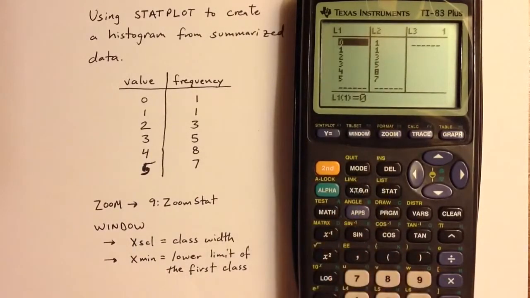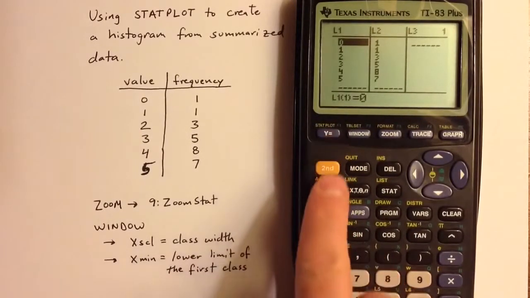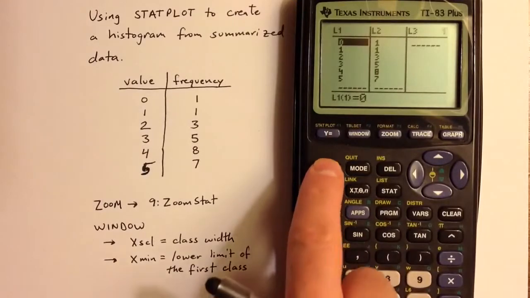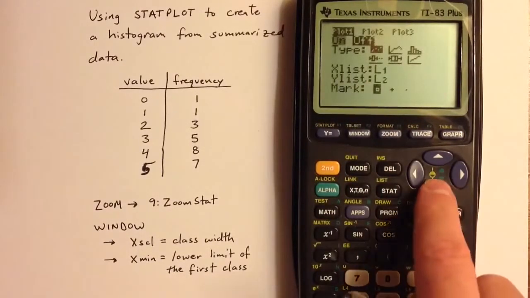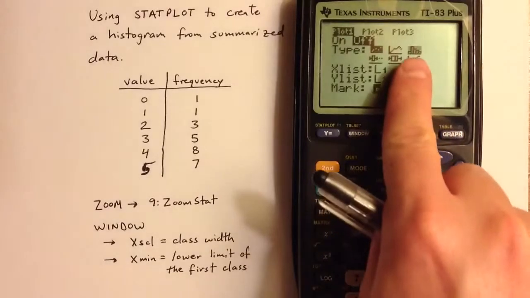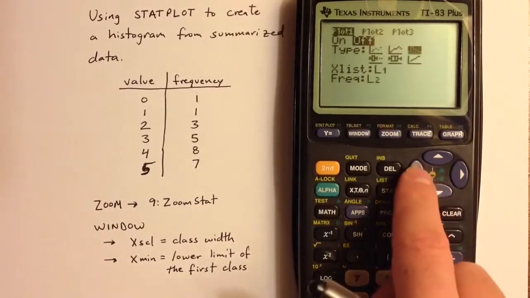To create a graph, I'm going to go to Stat Plot to set up and define the stat plot by choosing second and then the y equals key. I'm going to choose plot 1, and I want to define it to be a histogram, which is the third option in the top row. So I'm going to hit enter to select that.